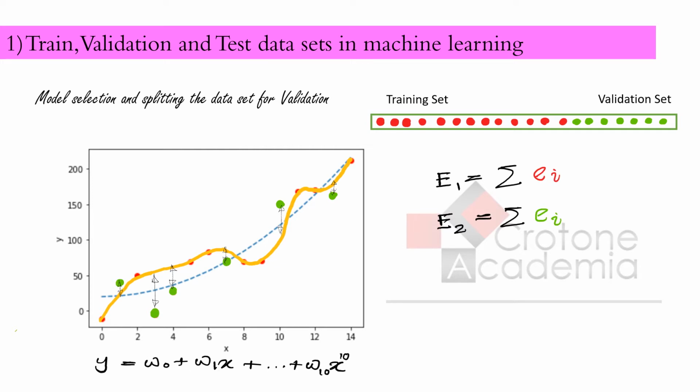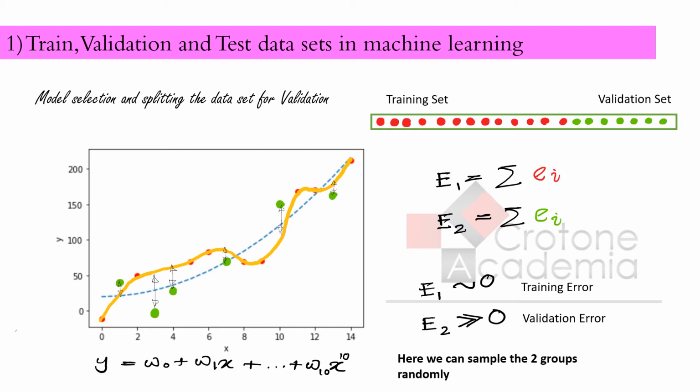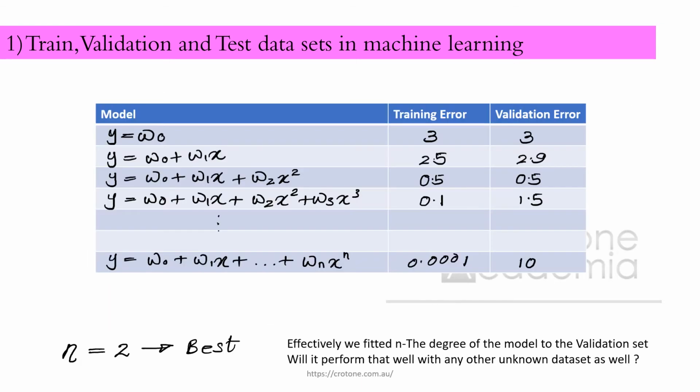In this case, we can define two error terms. The first error term is for the training set, and the second error term is for the validation set. Because our function closely fits the training set, the error will be quite close to 0. But because we are keeping the validation set aside, that error term E2 will be greater than 0. Now we have two data sets to compute the error. Let's start with the simplest model, y equals w0, and compute the training error and the validation error.